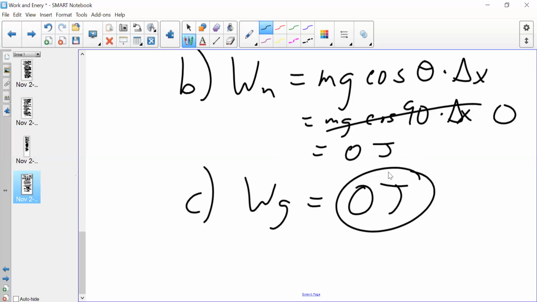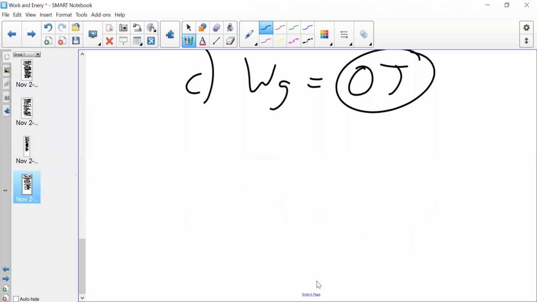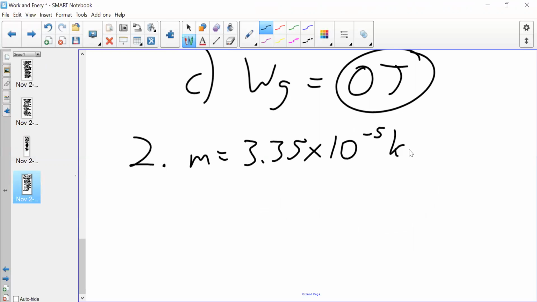Let's do question 2, and that'll be it for this section. We have a raindrop, very small mass, of course, 0.35 times 10 to the minus 5 kilograms. It falls vertically at constant speed.